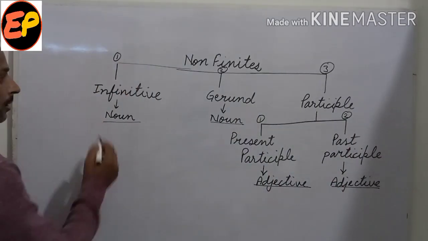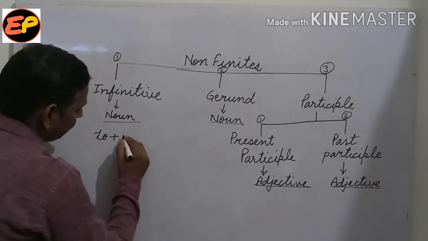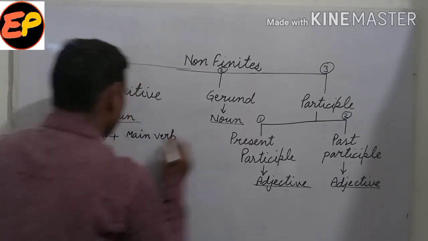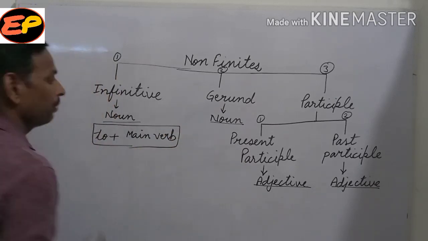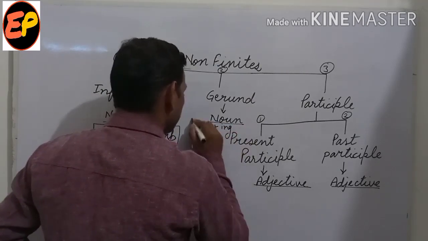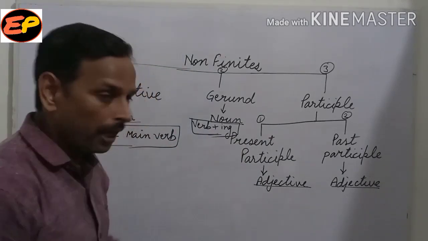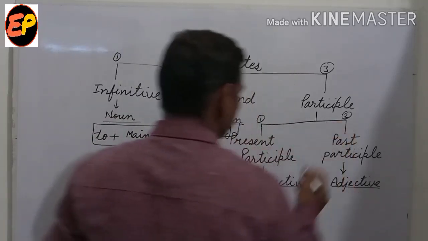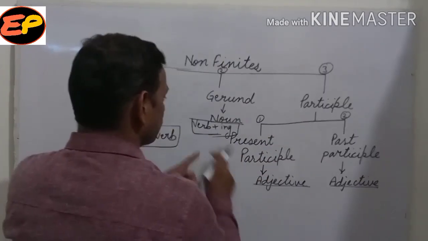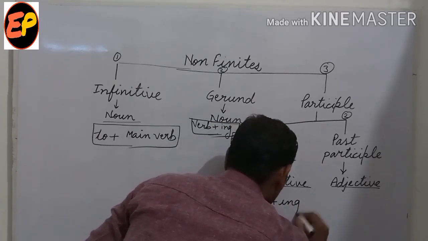Next, what is the structure of infinitives and gerunds? Infinitives are basically in the form of to plus main verb. Main verb means the first form of the verb. So infinitives are to plus main verb, whereas gerunds are verb plus ing, like reading, running, barking. Whereas participles are of two types, present participle and past participle. Present participle is in the same way as gerunds are, meaning verb with ing.